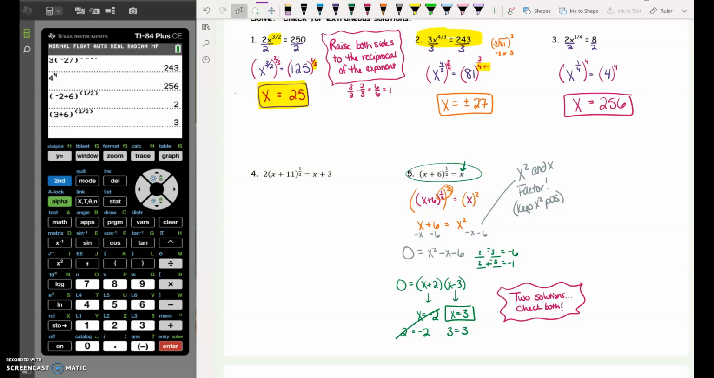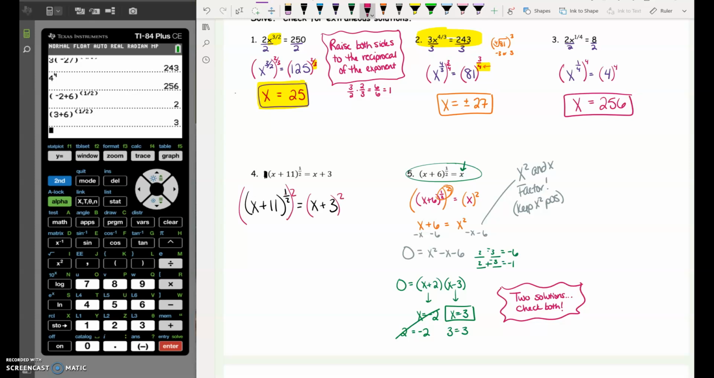You may see problems that look like number 4 on your assignment, but they'll be more like number 5. So you might have something that doesn't have this 2 in front. So it might have something like x plus 3 on the right side. So we're not going to actually do this problem because it's not going to work when I change it this way. I'm just going to take this 2 off of here. If you had something that looked like this, x plus 11 raised to the 1/2 equals x plus 3, to get rid of that 1/2, you would have to raise both sides to the 2.